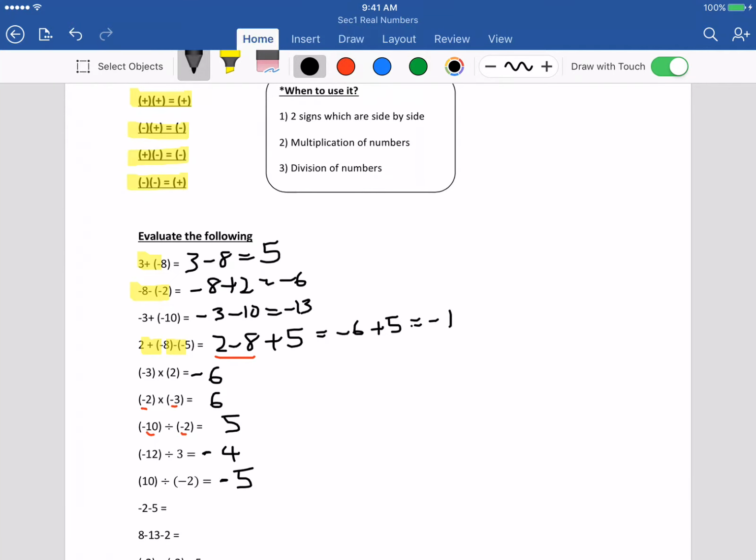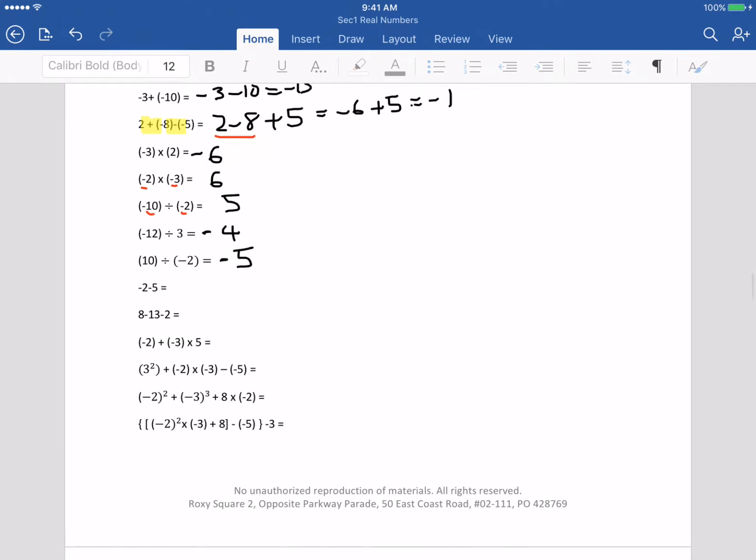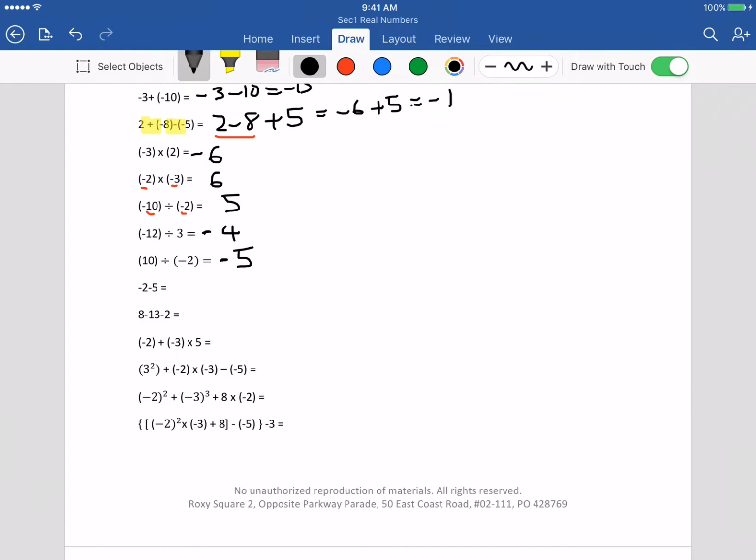Okay, next one, a few examples. -2 minus 5. This one, just imagine the number line in front of you. It's actually equal to -7. Next one, 8 minus 13 is actually equal to -5 minus 2, which is equal to -7 as well. Next one, in the order of operations, for this one you must do the multiplication first. Okay, so it becomes -2 minus 3 times 5, which is equal to -2 minus 15, which is equal to -17.